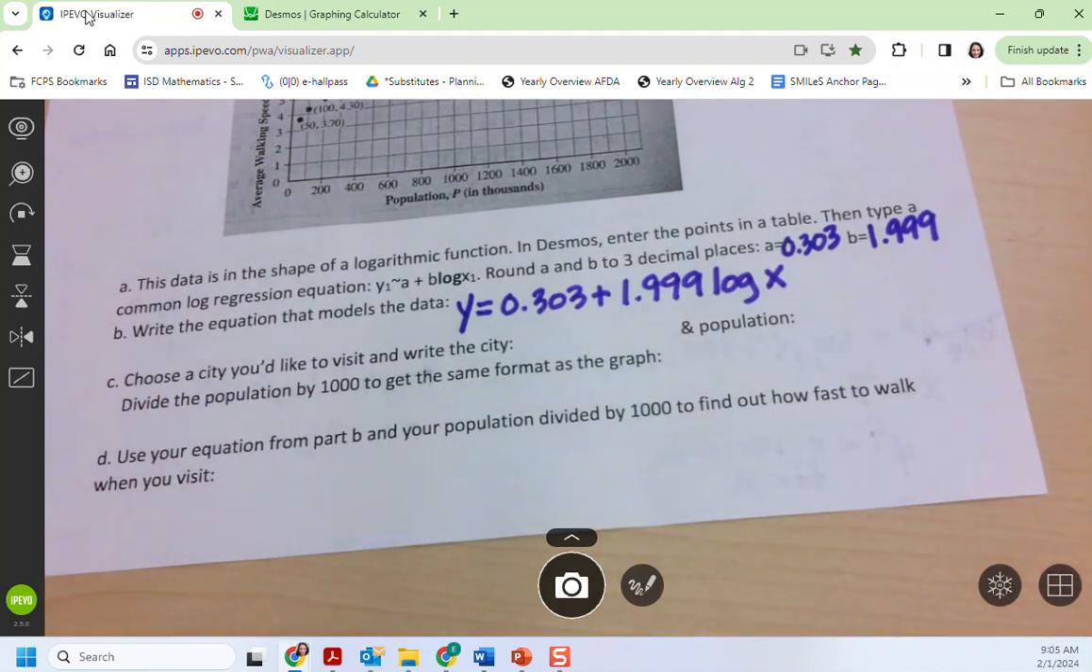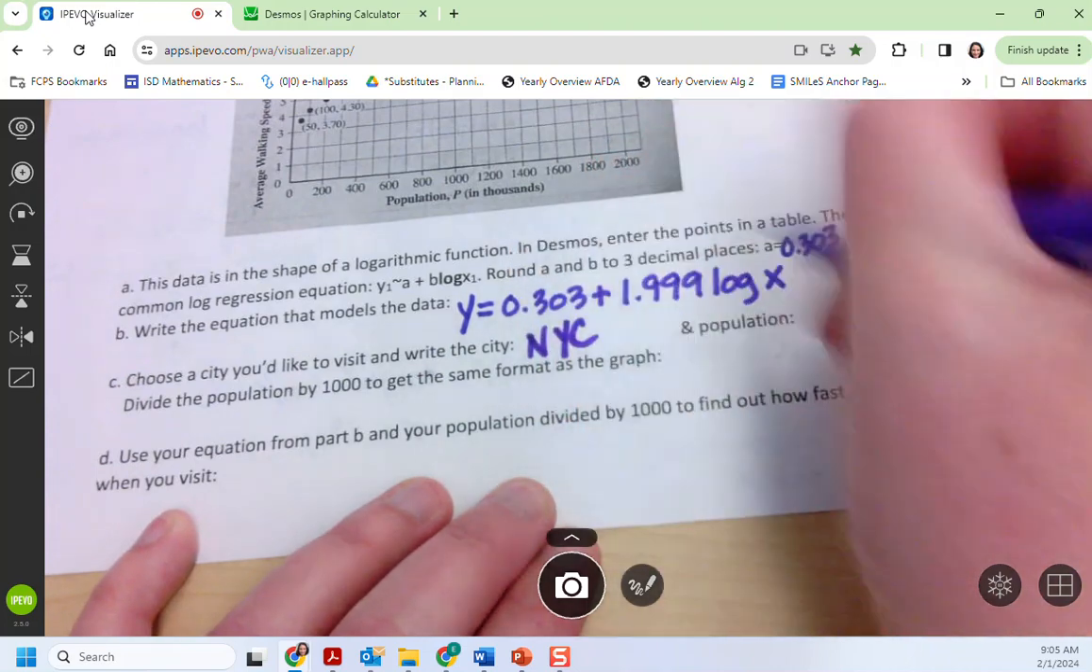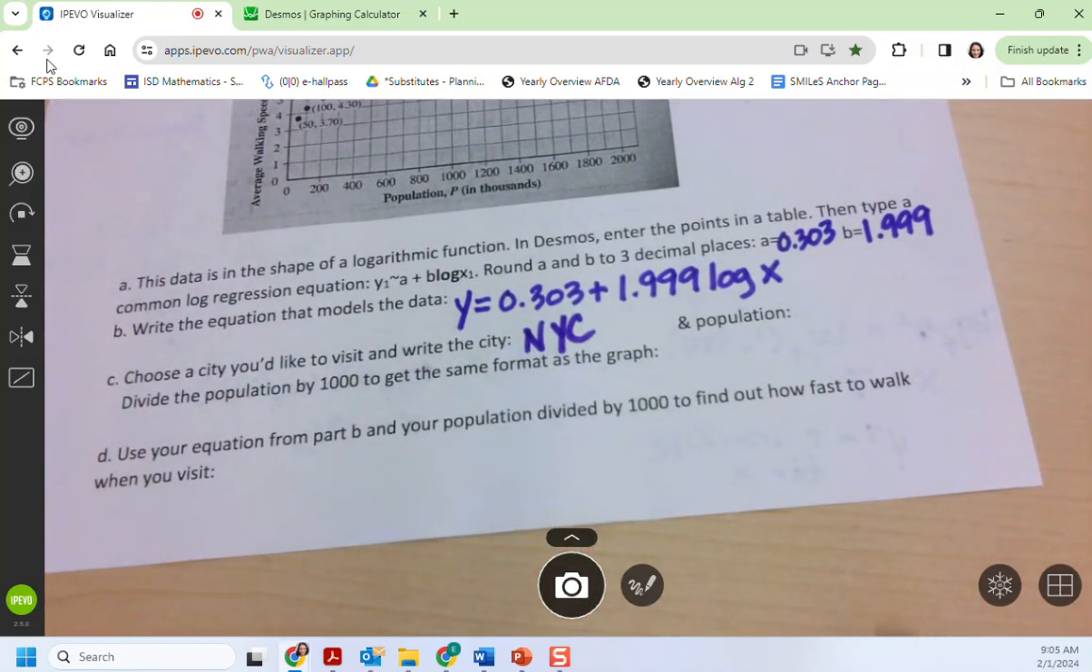And then we're going to do this next part together. So I need a recommendation for a city that we'd like to visit. You guys okay with New York? Okay. New York has a pretty big population, so that should be an interesting one to choose. So New York City, do a quick Google search and find me the population of New York City.